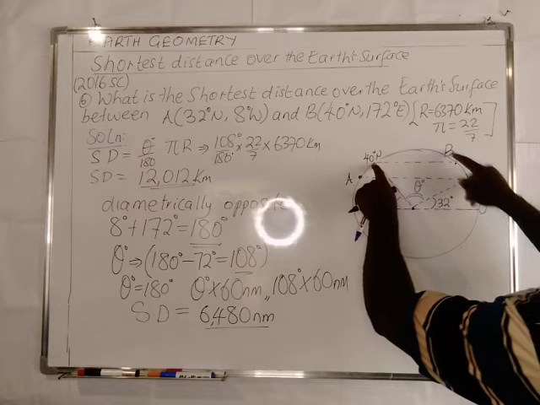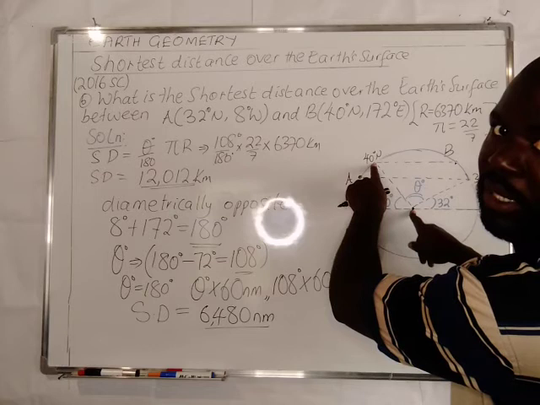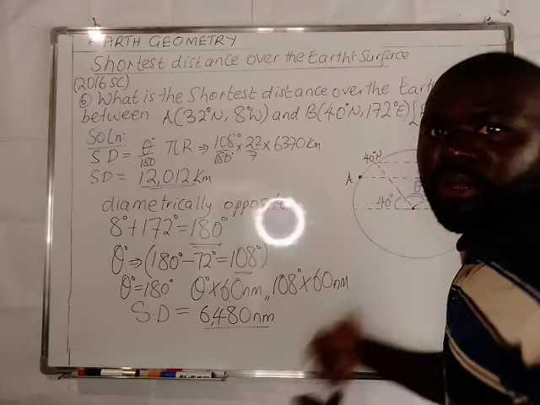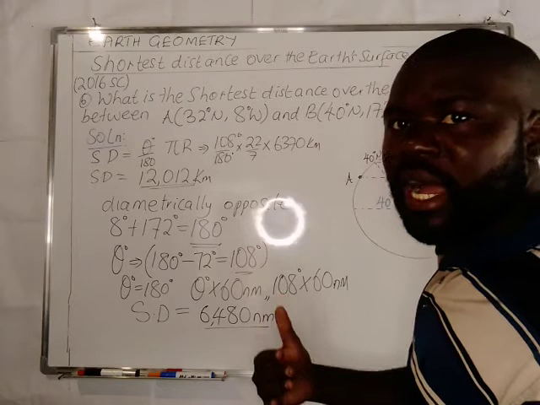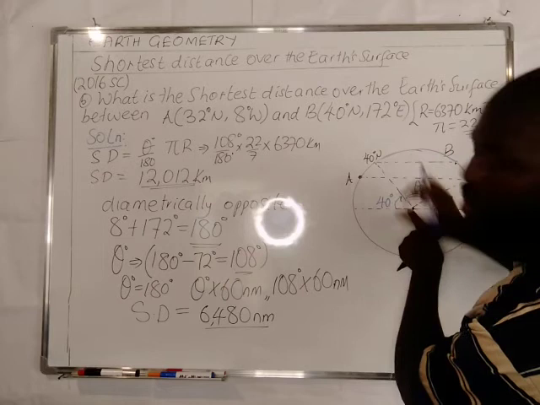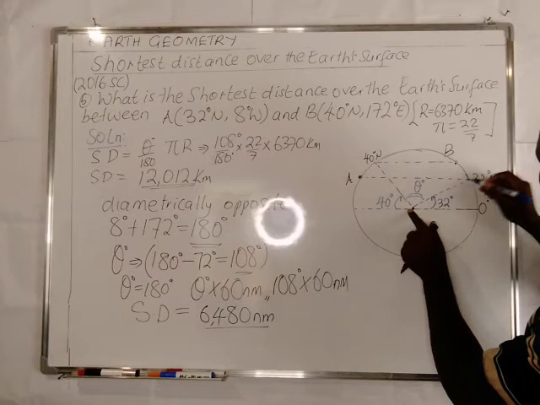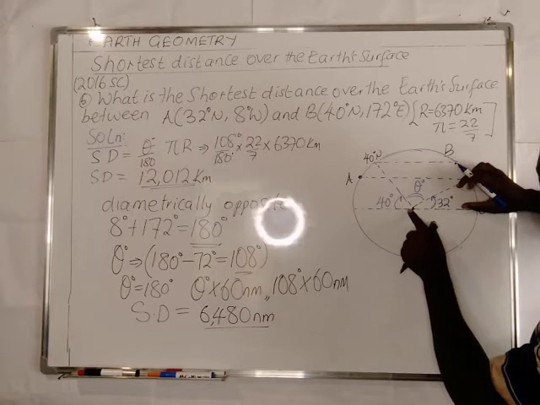So the theta that we are supposed to use is that one at the center of the Earth, at the equator. Now, we know the way latitudes are named. Latitudes are named according to how many degrees they are away from the equator. So for this one to be 40 degrees north, it means from the equator moving upwards, this angle here is 40. Also, this one is called 32 degrees north because this angle from the equator going upwards is 32 degrees. So you have 32 degrees here, you have 40 degrees here.